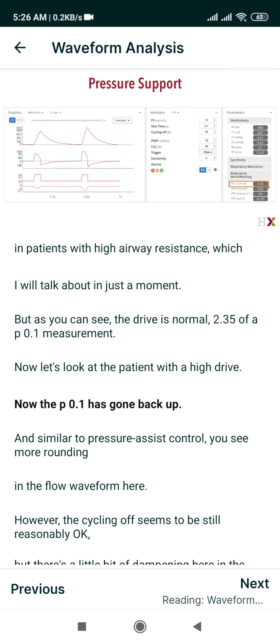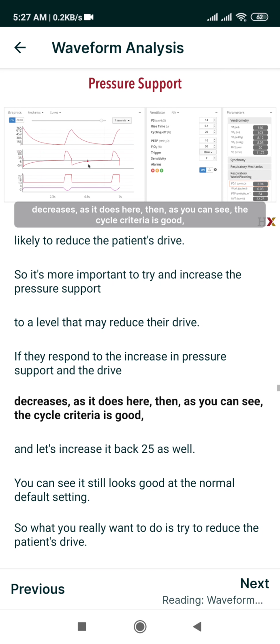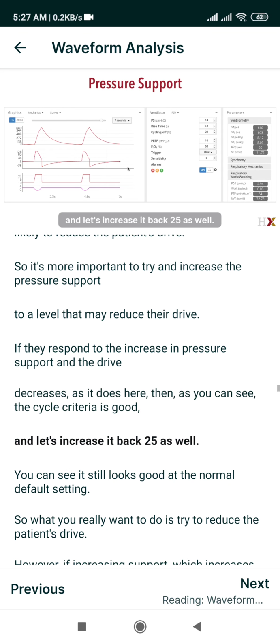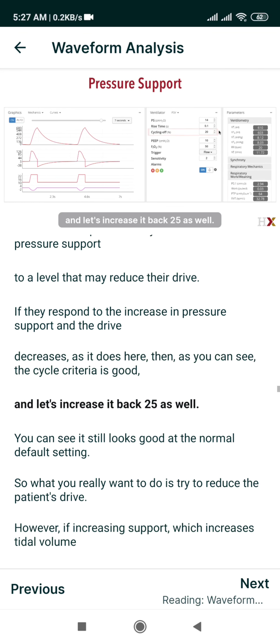So that's one way to manage it. However, little adjustments like that are less likely to reduce the patient's drive. So it's more important to try and increase the pressure support to a level that may reduce their drive. If they respond to the increase in pressure support and the drive decreases, as it does here, then as you can see, the cycle criteria is good. And let's increase it back to 25 as well. You can see it still looks good at the normal default setting.